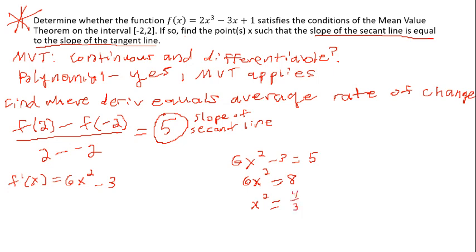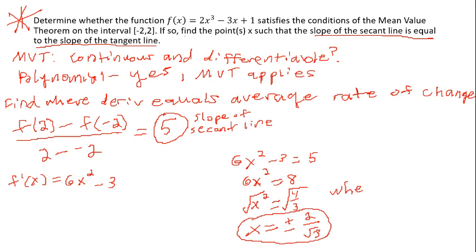And then you take the square root of both sides, you get x equals plus or minus 2 over the square root of 3. And remember, to take the square root of a fraction, you just take the square root of the top and the square root of the bottom. So these are the 2 points, positive 2 over root 3 and negative 2 over root 3. These are the points where the derivative equals the average rate of change.